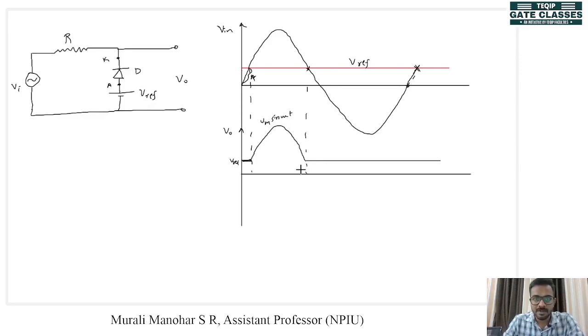Now what kind of clipper will be this? We cannot see the negative half cycle in this output waveform. That means this will be a negative clipper. This is a negative shunt clipper.